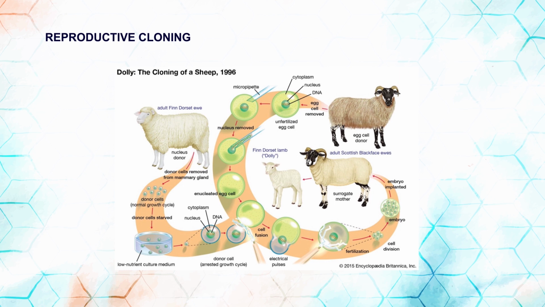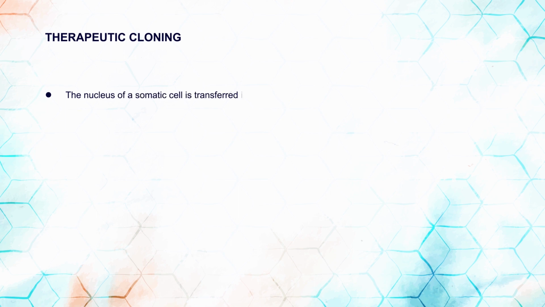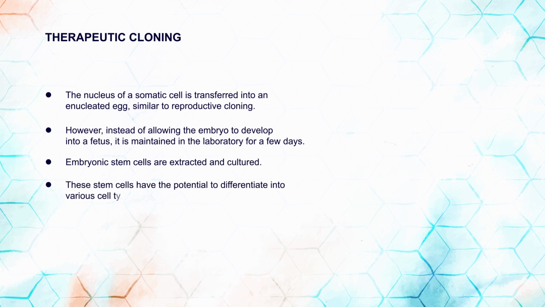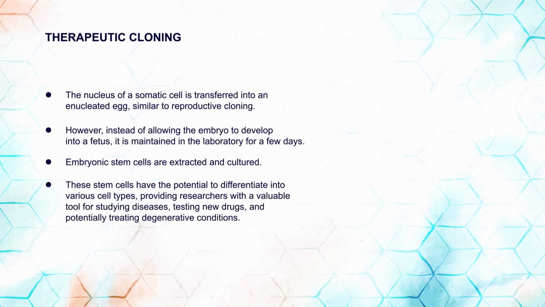and the cloning of Dolly the Sheep in 1996 is a classical example of reproductive cloning. The second cloning method is therapeutic cloning. In this process, the nucleus of a somatic cell is transferred into an enucleated egg, similar to reproductive cloning. However, instead of allowing the embryo to develop into a fetus, it is maintained in the laboratory for a few days and embryonic stem cells are extracted and cultured. These stem cells have the potential to differentiate into various cell types, providing researchers with a valuable tool for studying diseases, testing new drugs and potentially treating degenerative conditions.